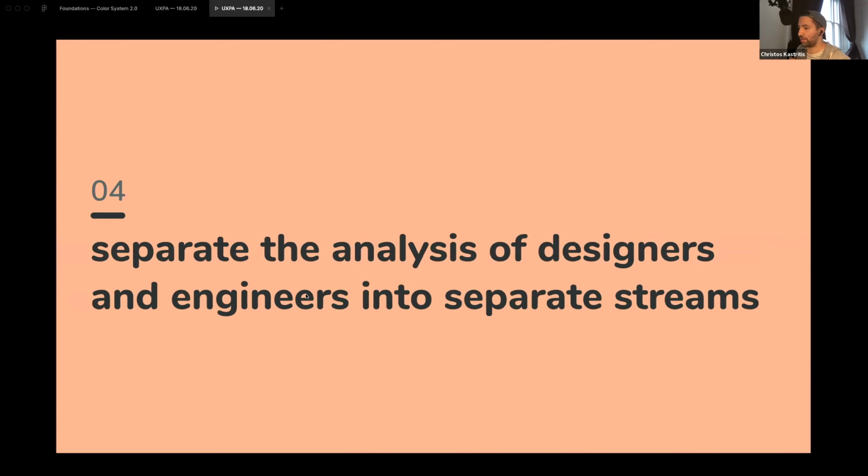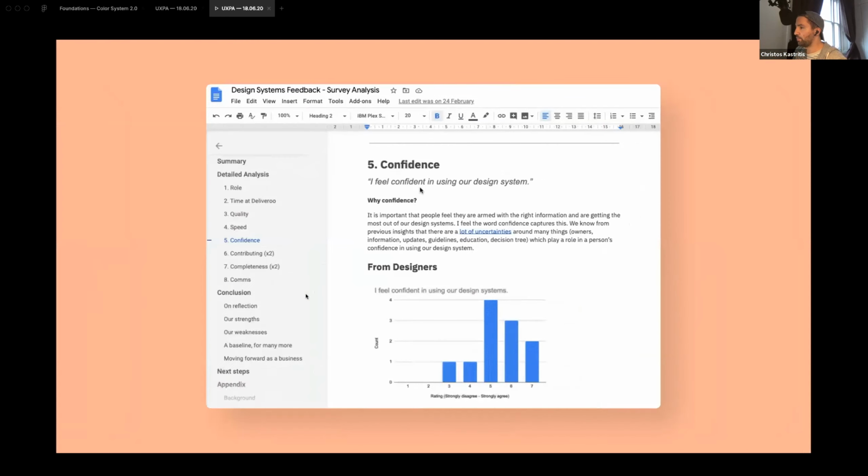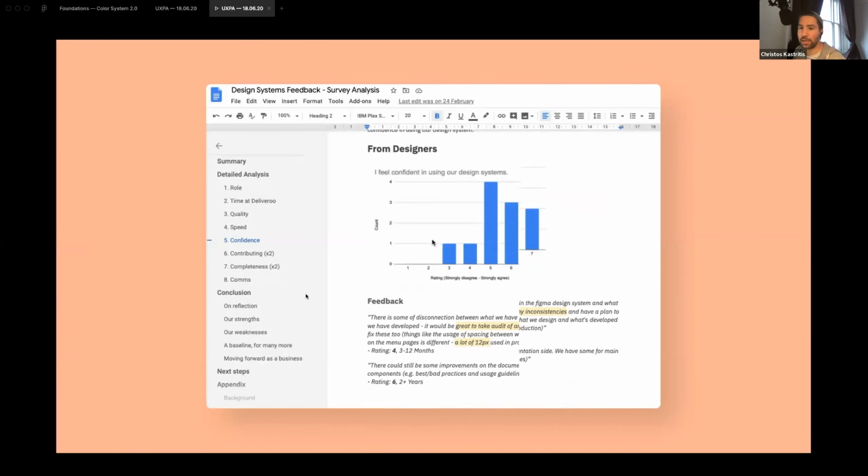I found it really useful to separate the analysis of designers and engineers into separate streams, at least at the analysis part. They use the system in different ways, and our level of understanding between engineers and designers was actually quite different. Separating that out gave a better idea of how effective we were. So we were able to take this funky spreadsheet, different graphs, a snapshot of what our engineers were feeling, what our designers were feeling, and put this into a big, massive report. That's the best way I found to analyze it.